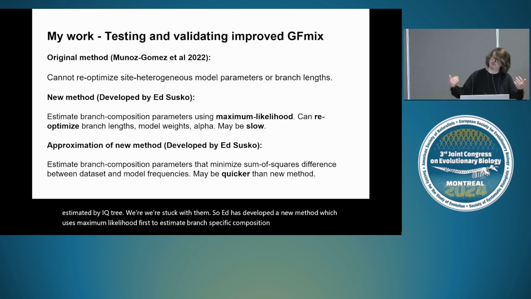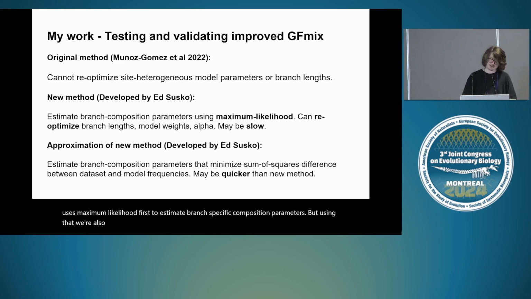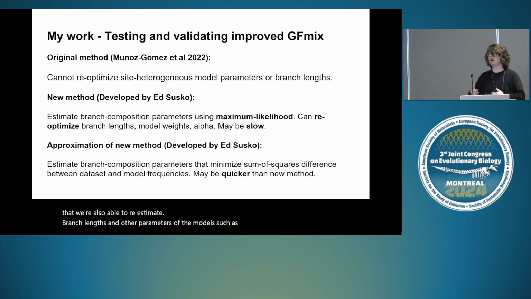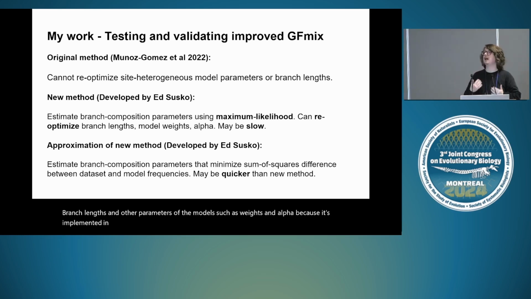So Ed has developed a new method which uses maximum likelihood first to estimate branch-specific composition parameters, but using that we're also able to re-estimate branch lengths and other parameters of the model such as weights and alpha.